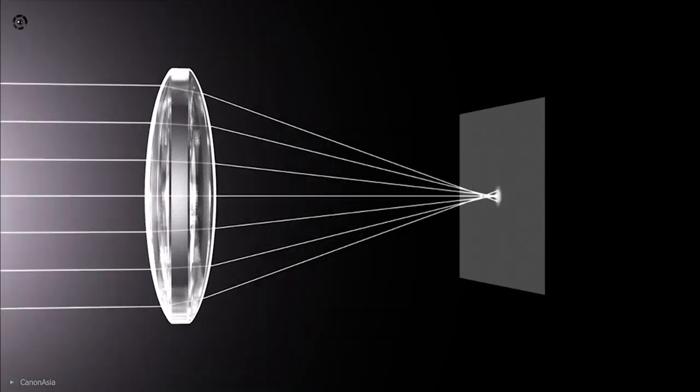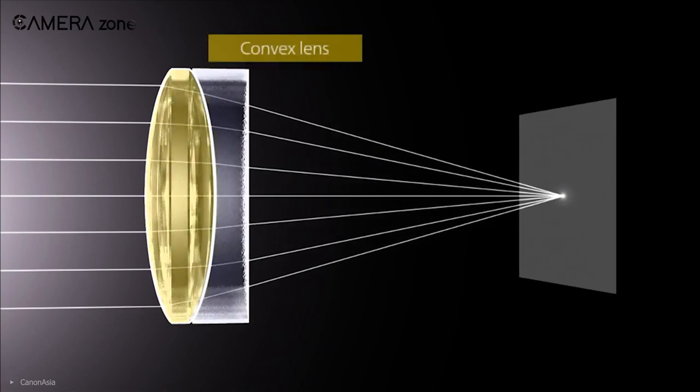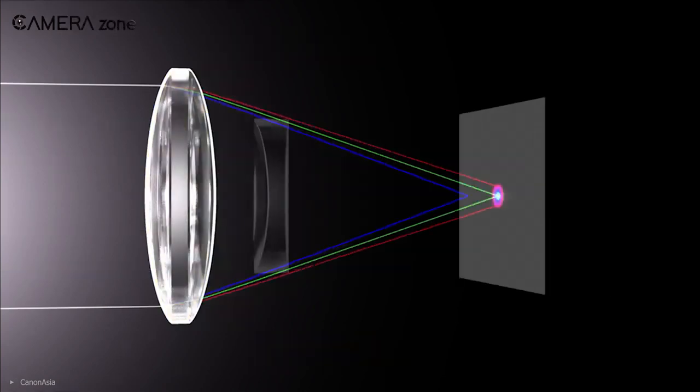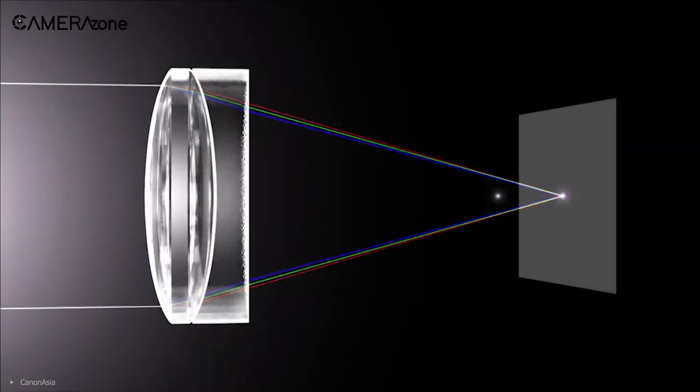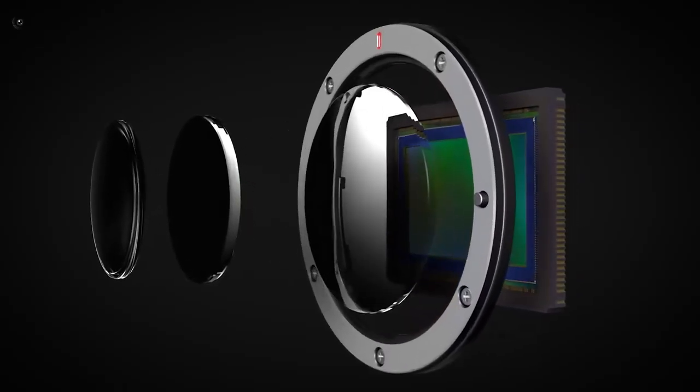This creates a problem called spherical aberration. Both chromatic and spherical aberration can be corrected if a concave lens is attached to a convex lens. It results in both light and color rays converging on a single focal point, creating tack-sharp images. So that was the simplified explanation of how lenses work in the camera.